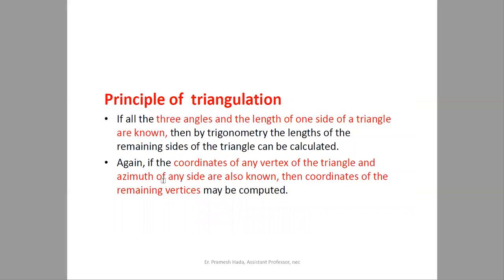Okay, these are the two principles. What are they? The length of other sides can be calculated using trigonometric relations. They are not calculated by measuring in the field, but using trigonometric relations. And second, if the azimuth of any side and the coordinate of any vertex of the triangle are known, then the coordinates of the remaining vertices are calculated.